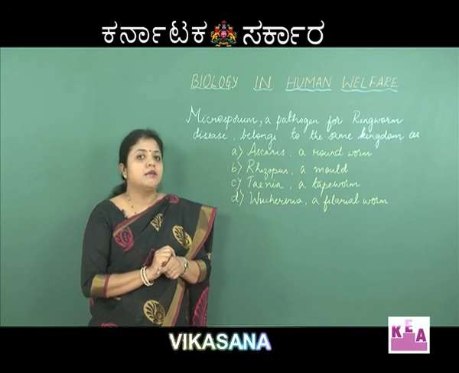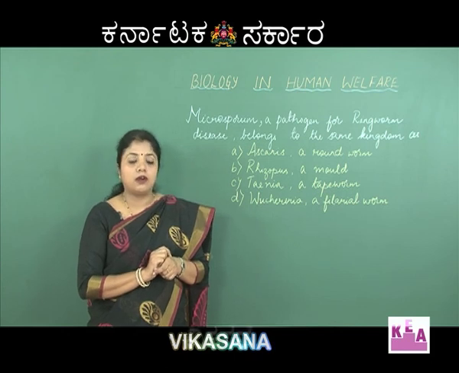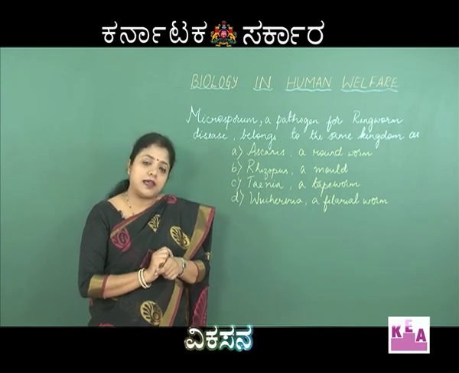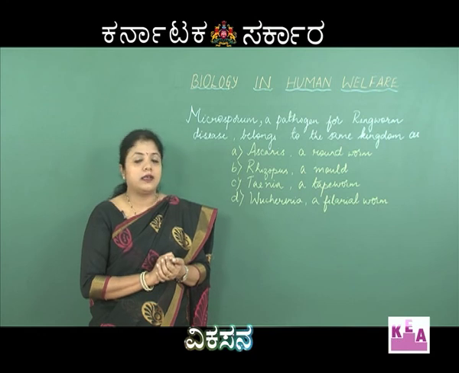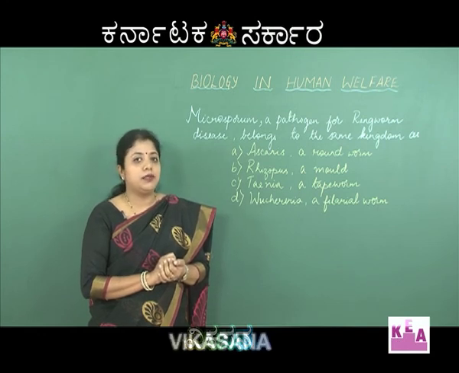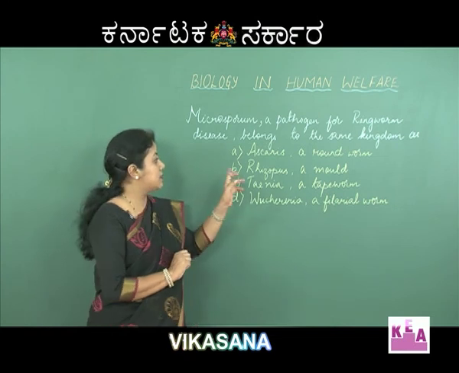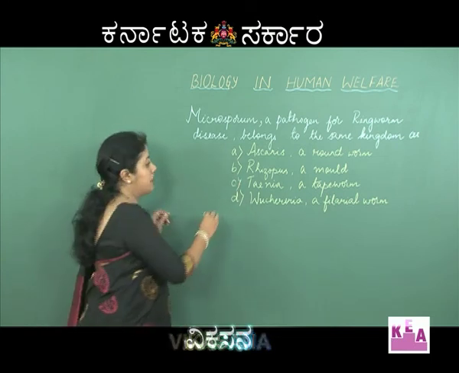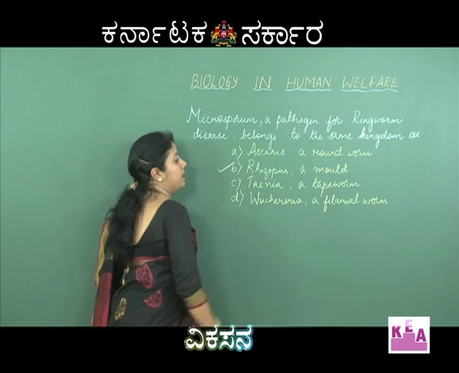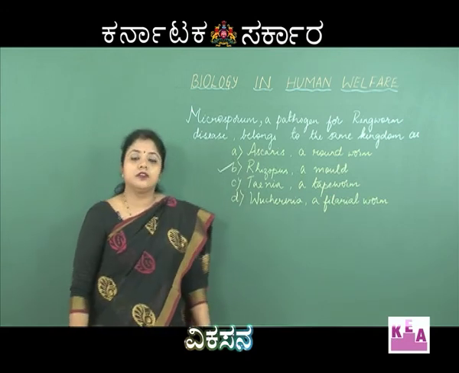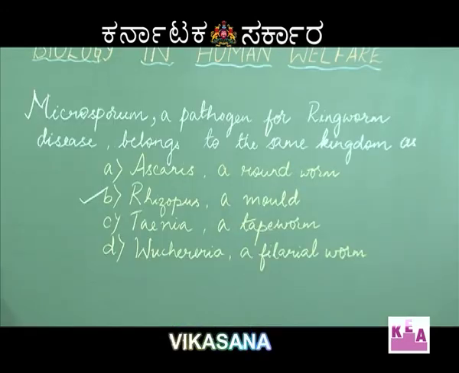So, here Microsporum, which causes the disease ringworm along with other organisms like Trichophyton and Epidermophyton, they all belong to the kingdom Mycota, that is the same as that of Rhizopus. So, the right answer would be B, that is Rhizopus, which is a mould.